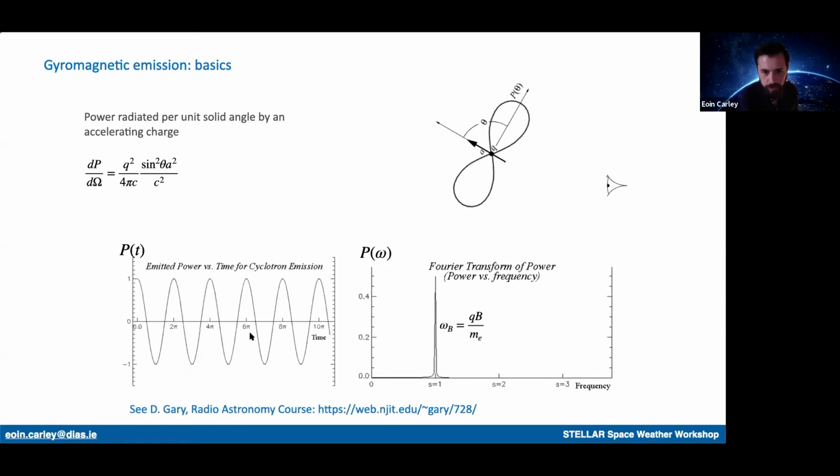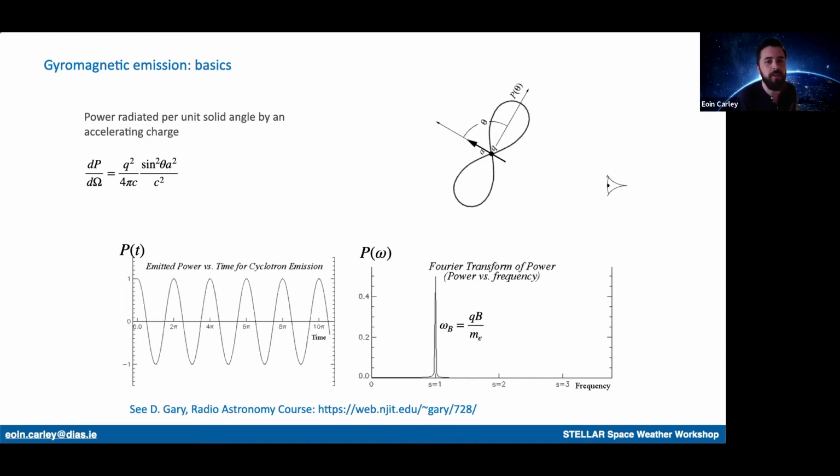Now, we want power with respect to frequency, because at the end of the day, frequency and power is what we really measure in radio astronomy. So how do we get that? It's simply the Fourier transform of this. This is what we have over here. It's power with respect to frequency. So in this really simple case, the power spectrum you would see is just a spike at the cyclotron frequency that I gave before. That's what you would measure if you had a single electron, monoenergetic, okay?